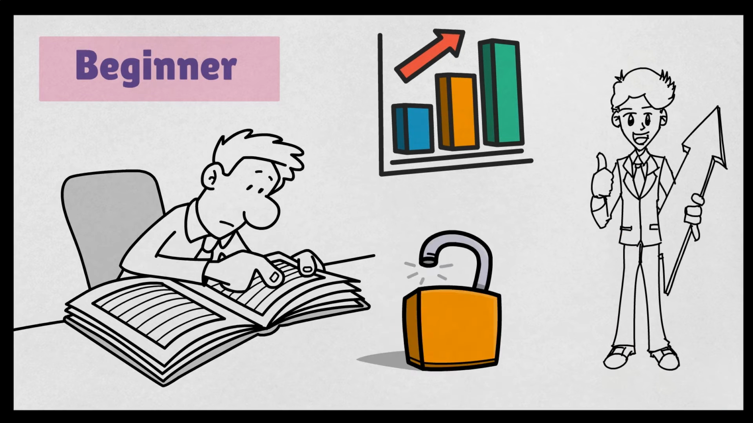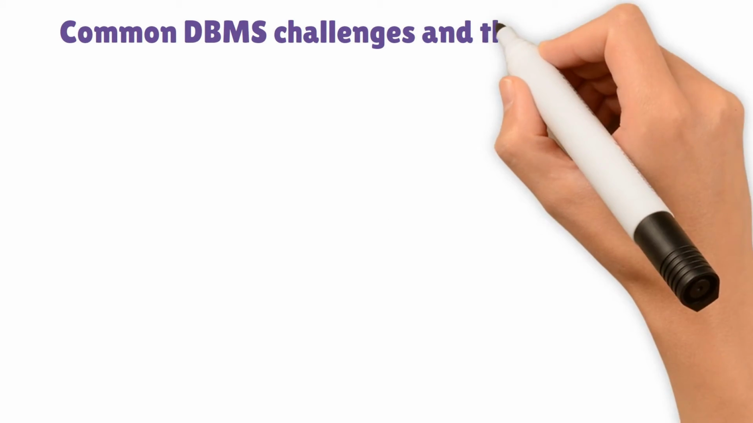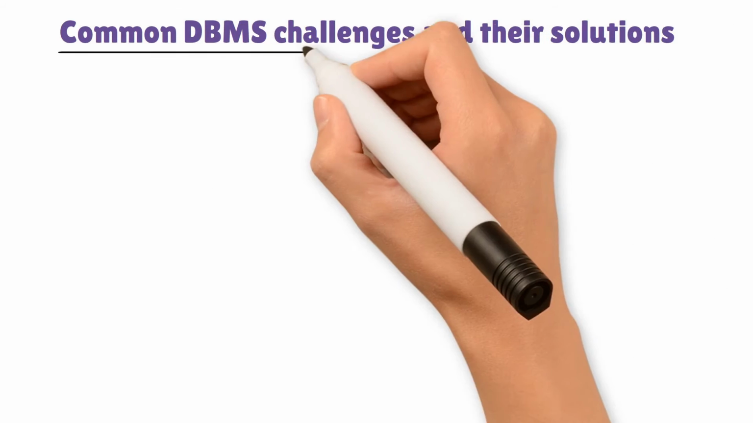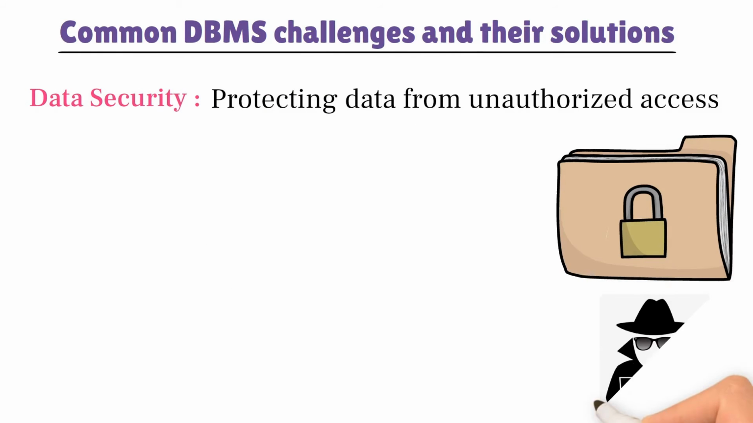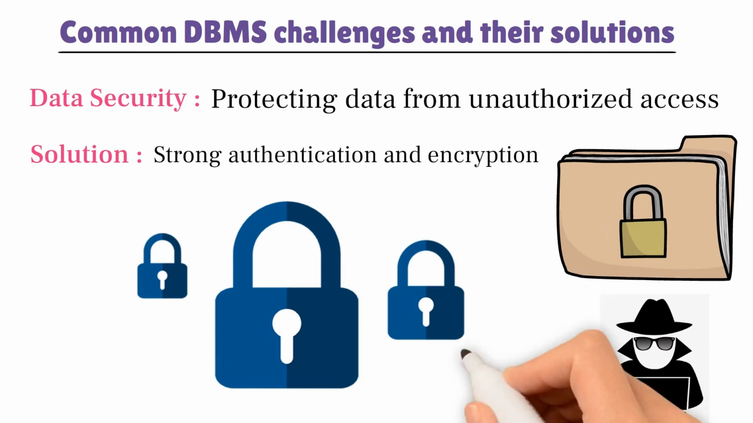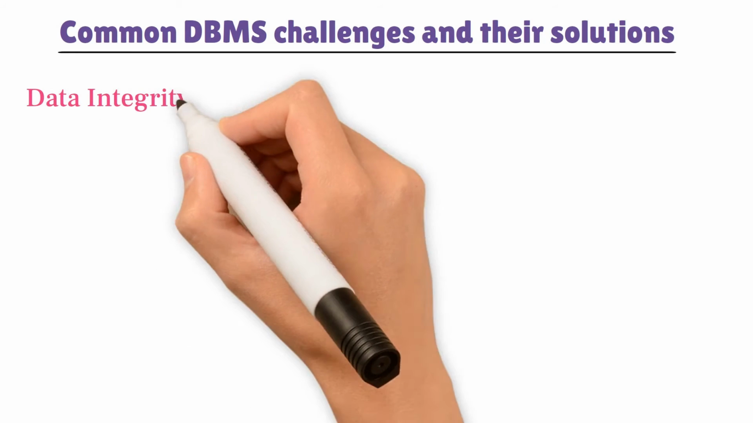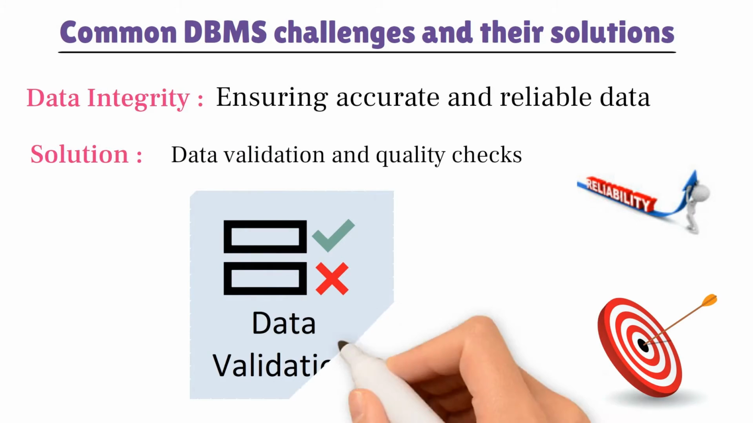Here are common DBMS challenges and their solutions explained in simple words. Data security: protecting data from unauthorized access. Solution is strong authentication and encryption. Data integrity: ensuring accurate and reliable data. Solution is data validation and quality checks.